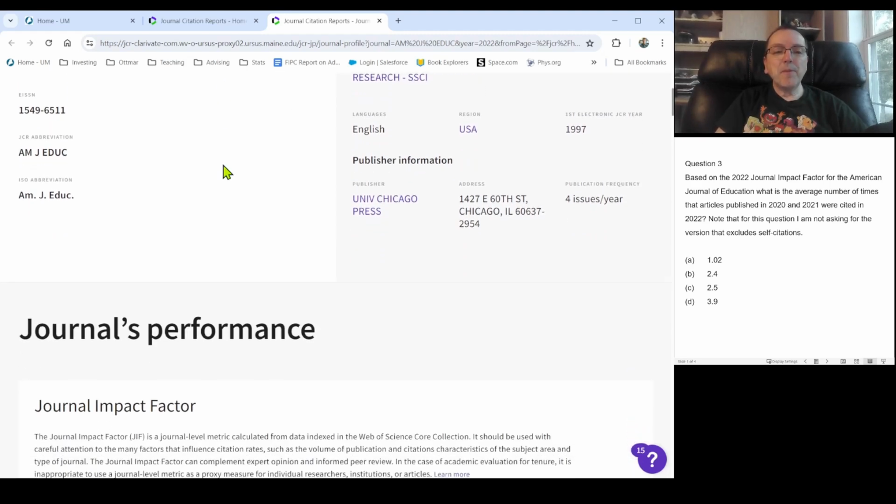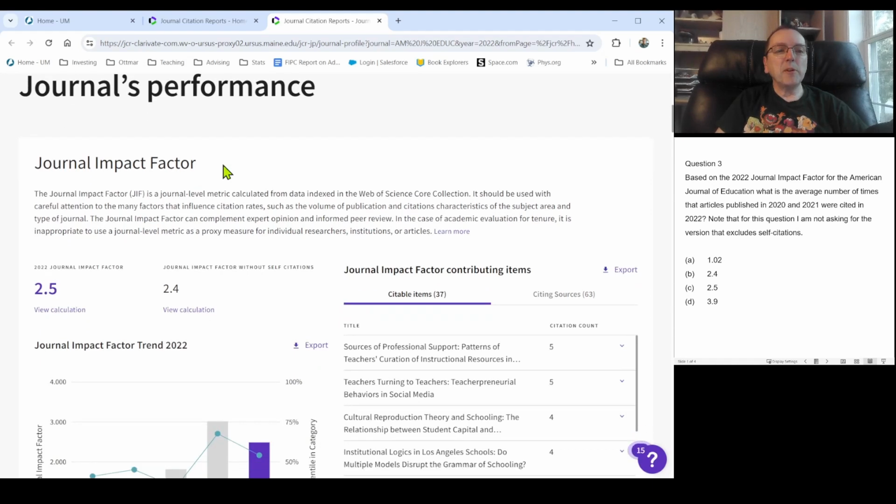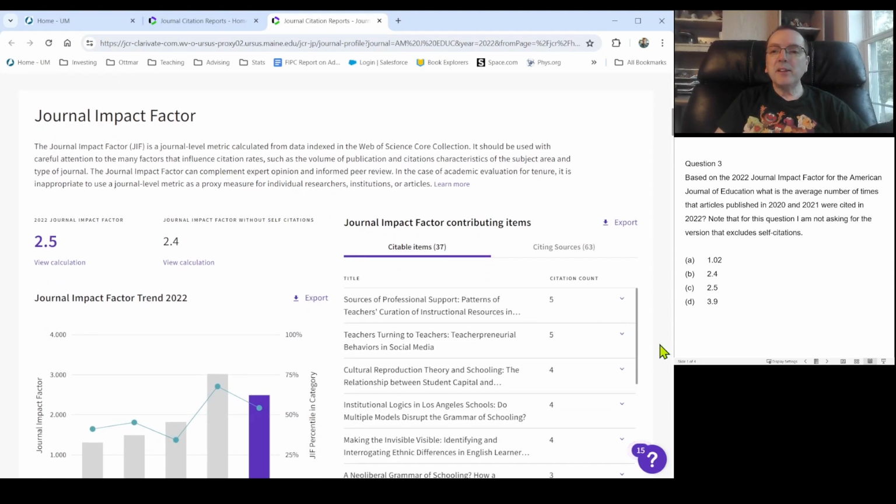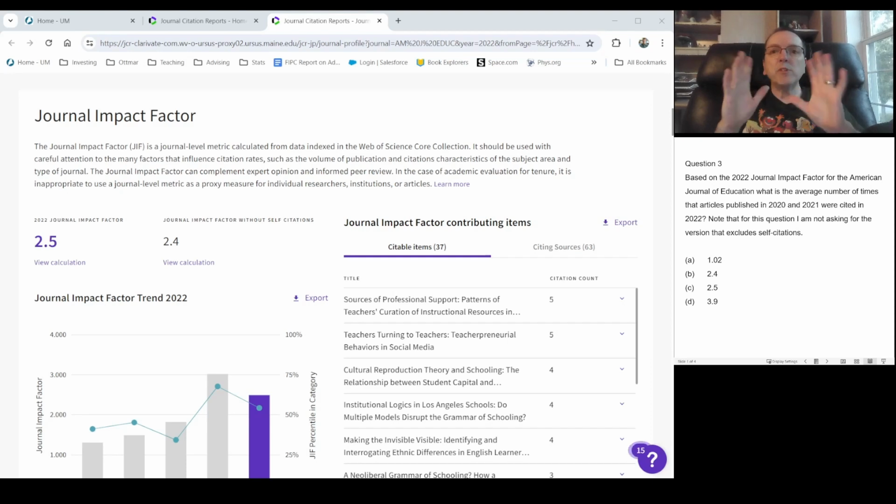Okay, so here we are. Let's look at the journal's performance and the Journal Impact Factor. This is the key measure. The Journal Impact Factor, as JCR does it, is probably the most widely cited, most widely used, most widely understood measure of the impact that a journal is having. You can think of it as reflecting the average number of times that their articles are getting cited over some given time period, typically 2 years.